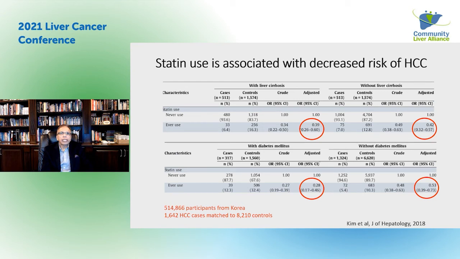This study looked at statins. So there are patients on the left with liver cirrhosis at the top line, those without liver cirrhosis on the right, and at the bottom are patients with diabetes and without diabetes. And as you can see, the adjusted odds ratio for HCC was much lower in patients who ever used statins. So this points towards a possible beneficial effect of a statin in prevention of HCC. Next slide.